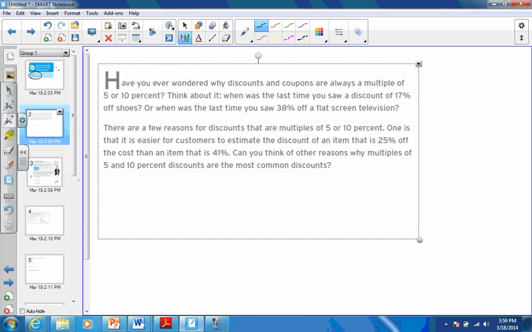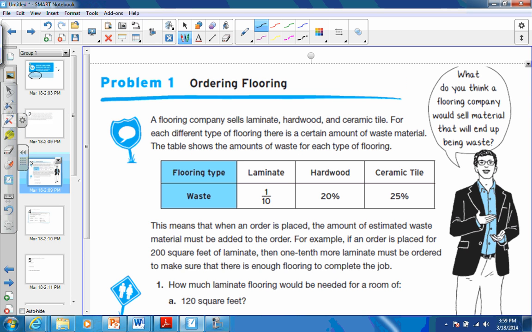Can you think of other reasons why multiples of 5 and 10% discounts are the most common discounts? So think about that for a second. If you come up with anything, go ahead and write that down. And as we go through this lesson, you'll probably be able to answer that question toward the end when we're finished. So problem 1 is all about ordering floor.